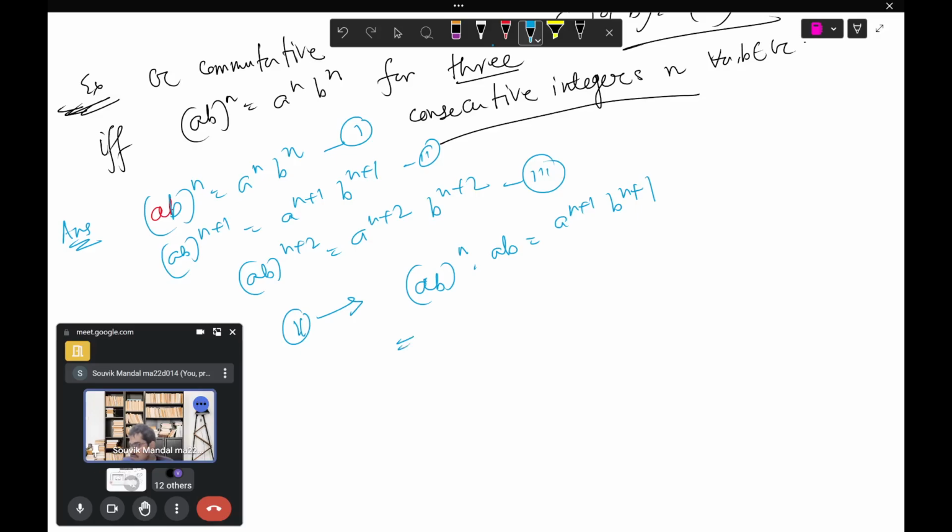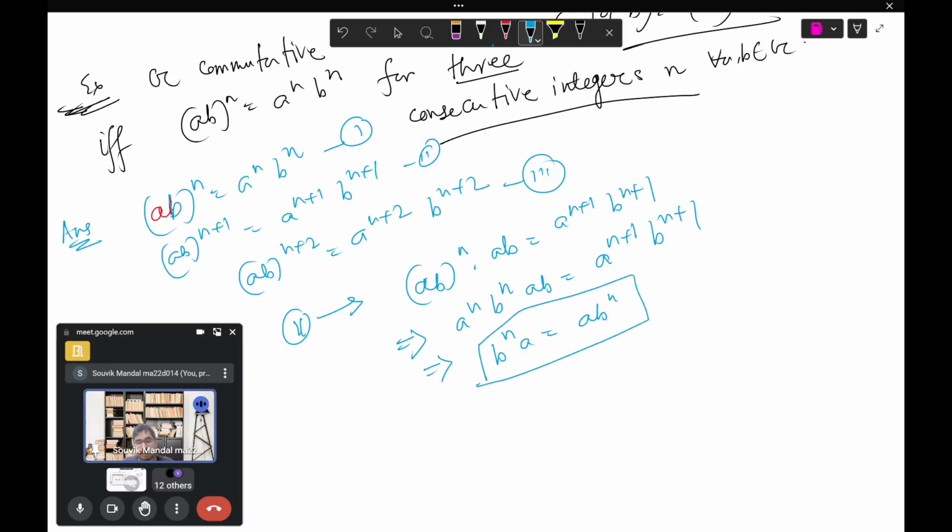And this thing can be written as a to the power n, b to the power n, ab is equal to a to the power n plus 1, b to the power n plus 1. Okay. So this implies what? b to the power n a is equal to a b to the power n. It's a direct calculation and cancellation. So this is equation 4.